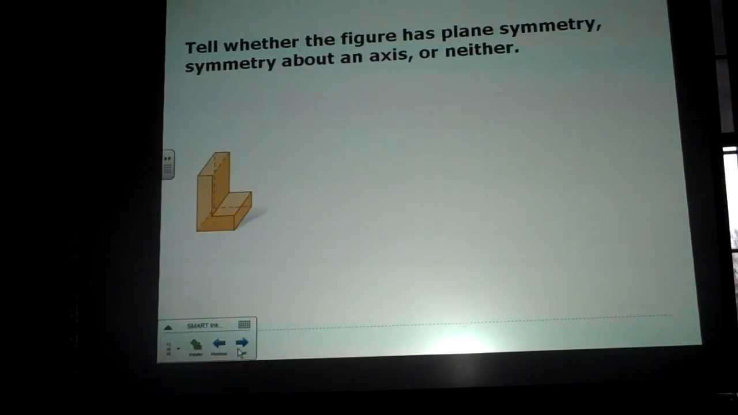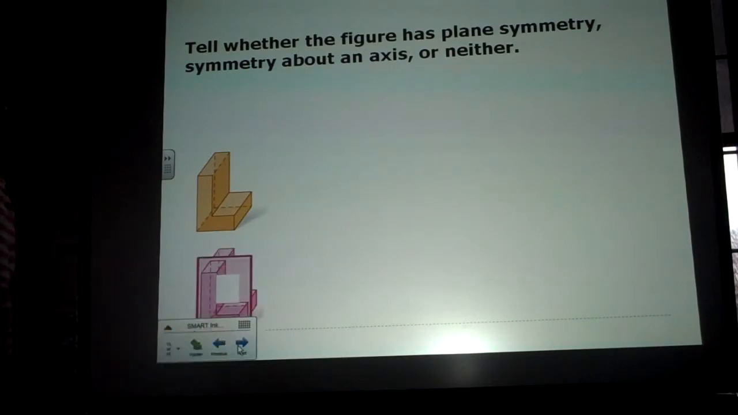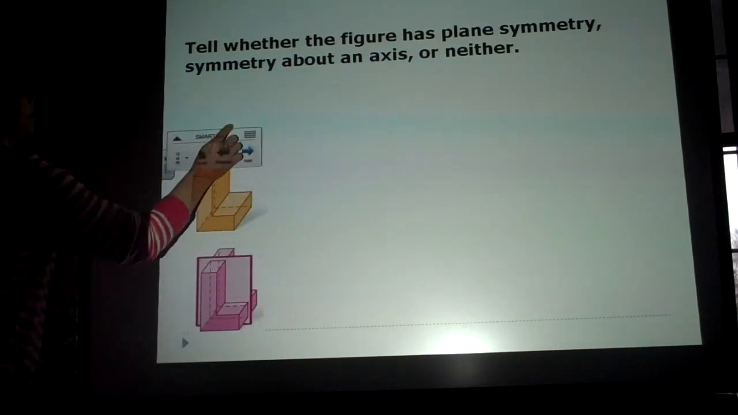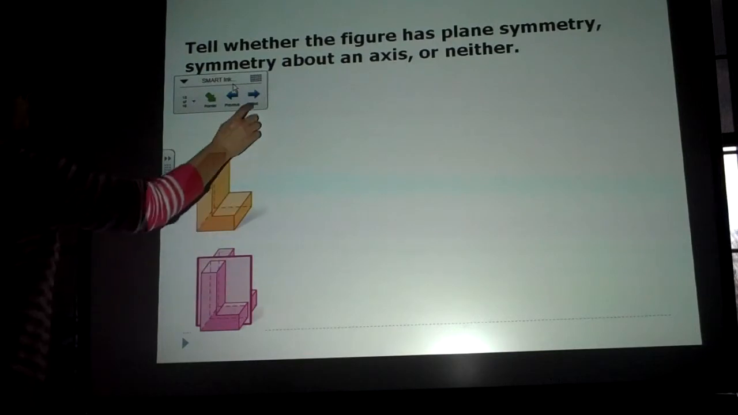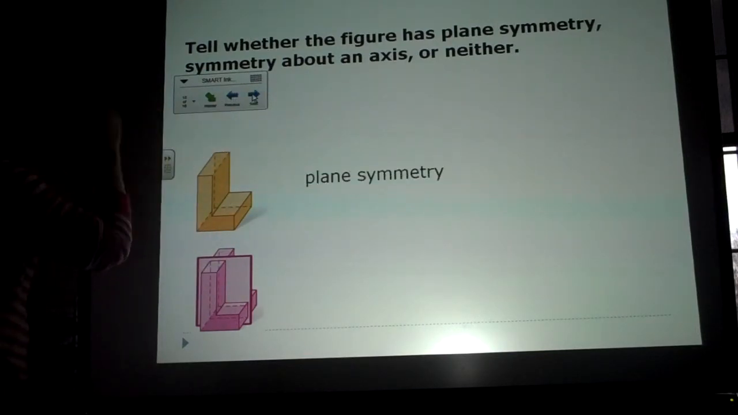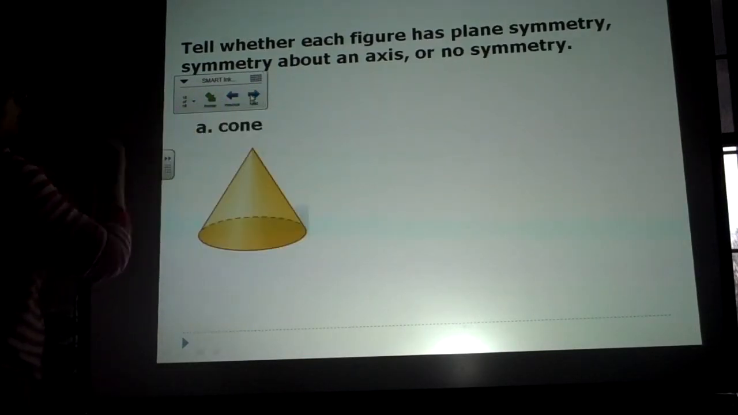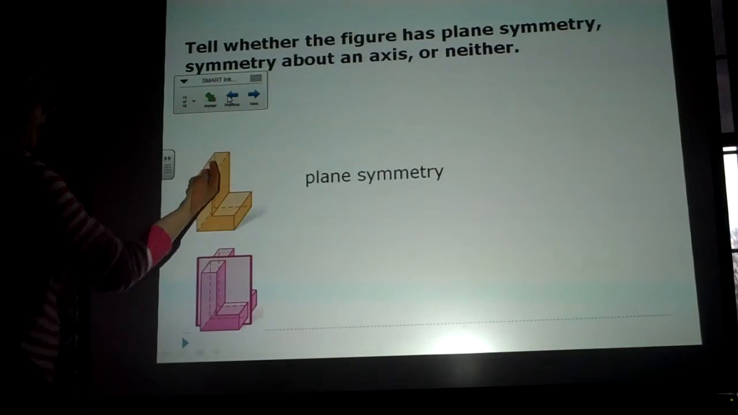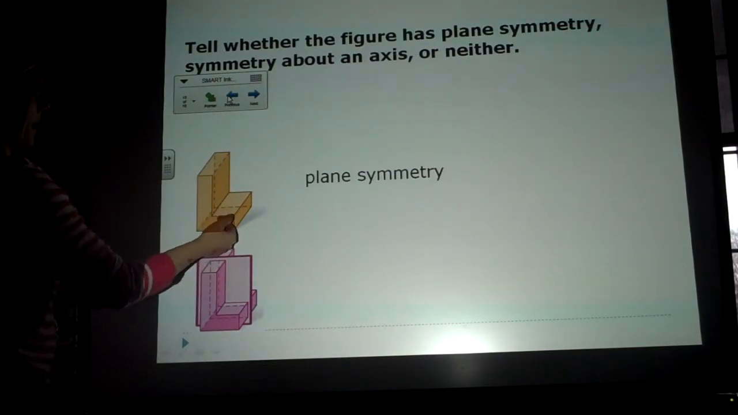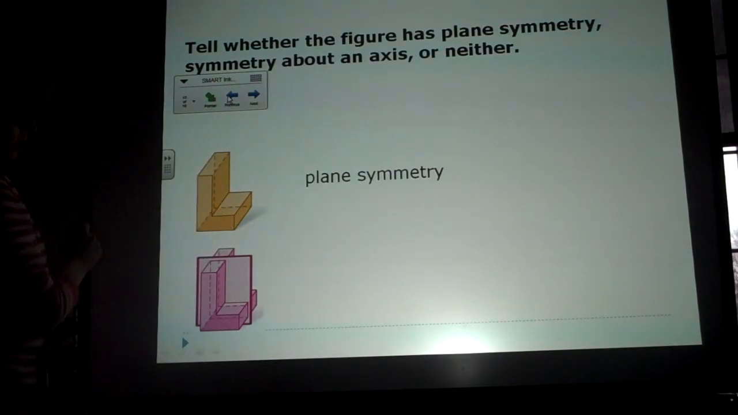All right, what about this figure? All right, you do have plane symmetry right down in the middle. It'll cut it in half. We have 2 L's there. Does it have anything else? Sure doesn't. So let's go back and look at that. Okay, so symmetry about an axis. So if we had a line through here and you rotate it, would it look the same? No, you'd have to rotate it 360 degrees.